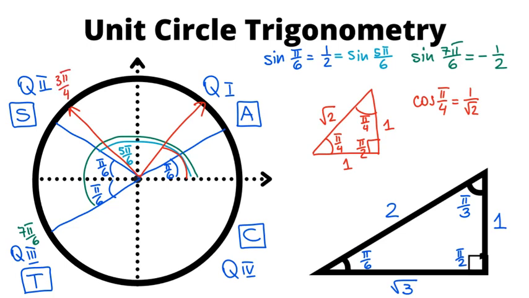In the second quadrant, cosine is negative because only the sine ratio is positive. So cosine of 3 pi over 4 will be the same numerical value with a negative sign, negative 1 over square root of 2. You need to memorize these ratios, these relationships between the special angles, because a lot of the problems that you work with will be based on those angles.